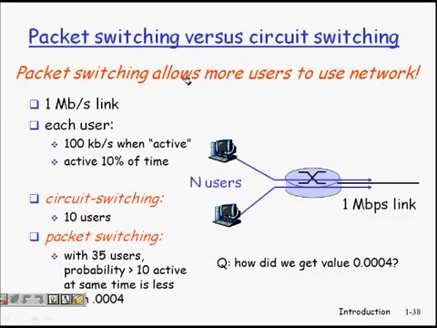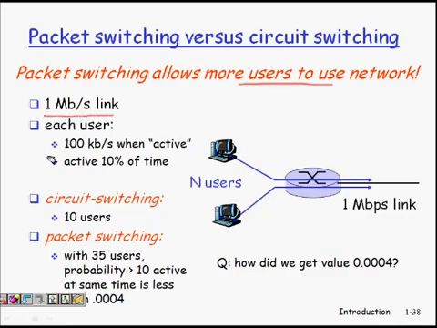So, packet switching versus circuit switching. Packet switching allows more users to use the network. Okay, it allows more users to use it. Why? Because now many users are there, and by the law of average probability, not all of them will be using the link. So this is the most important thing.